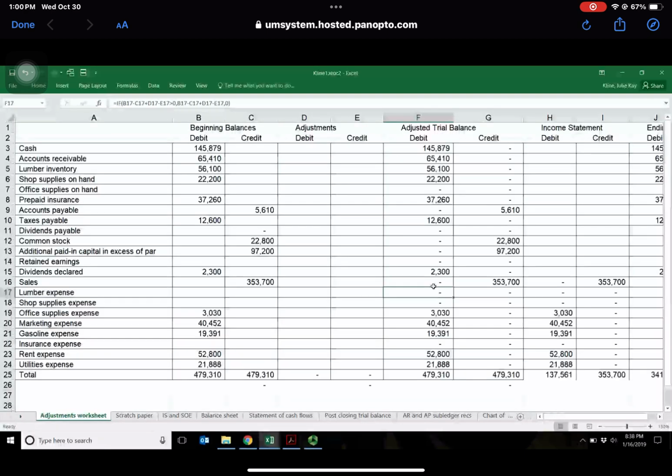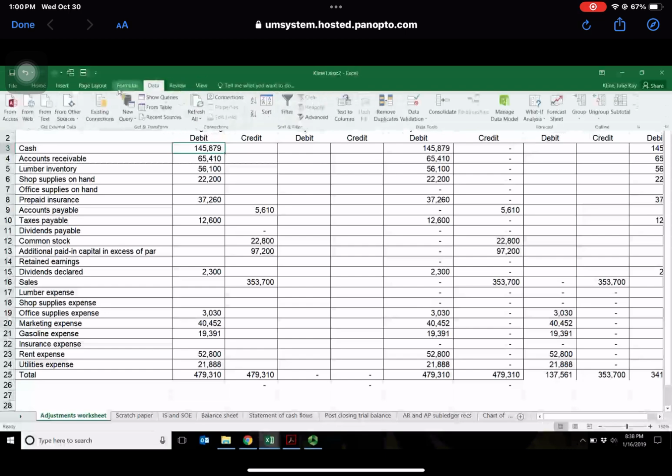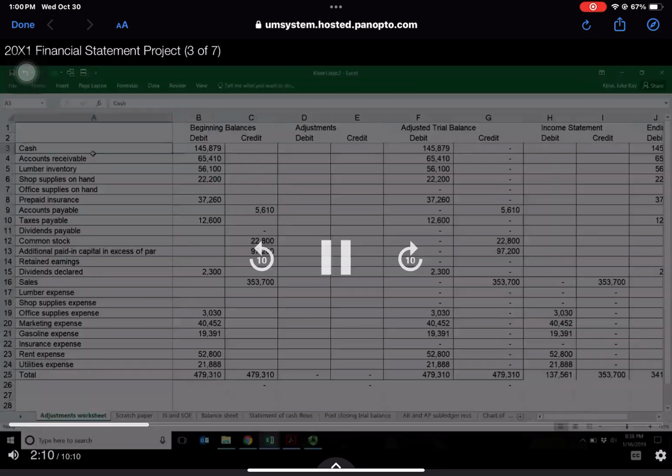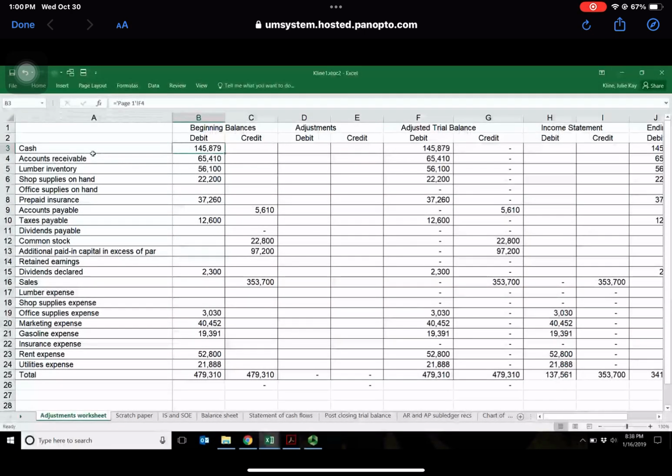One of the things that we need to do is get all of these accounts in here. So I'm going to go ahead and freeze these panes. Where do these amounts come from? Well, all of these amounts are going to be pulled from the ledgers. So now that we've posted everything, we're ready to move forward and work on our adjustments. But let's get our worksheet set up.